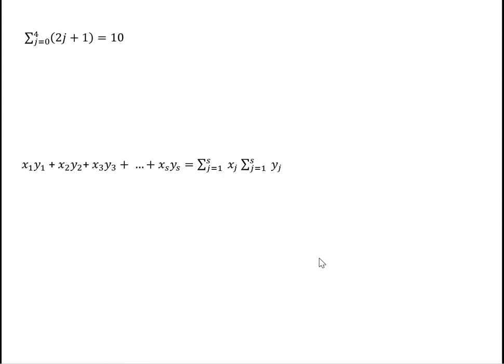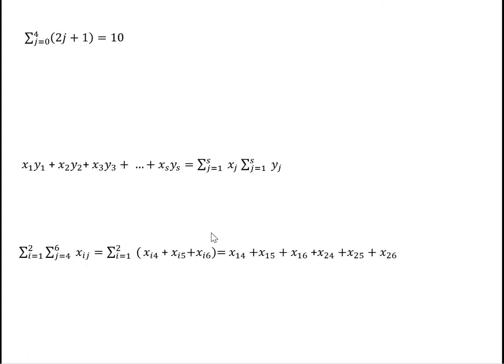Another is, suppose it's a sum of a couple of terms, products of terms: x1 y1 plus x2 y2 plus x3 y3, plus it goes on up to xs ys. So it is sum over xj and sum over yj. In both the cases, j goes from 1 to s. So this is the question, and the last one is a double summation. i is 1 to 2 and j is 4 to 6.